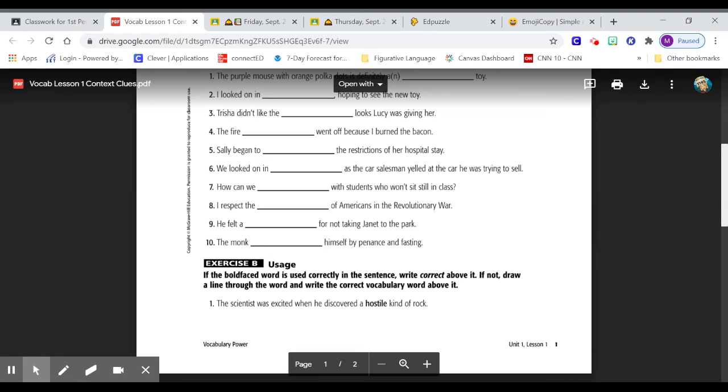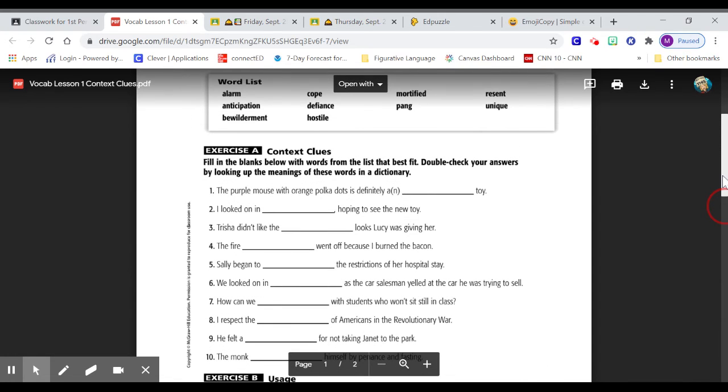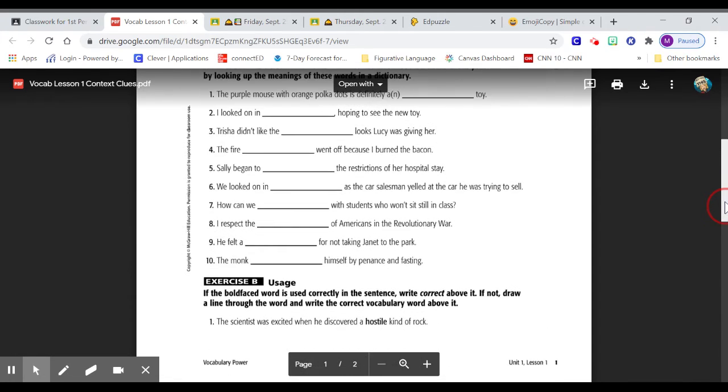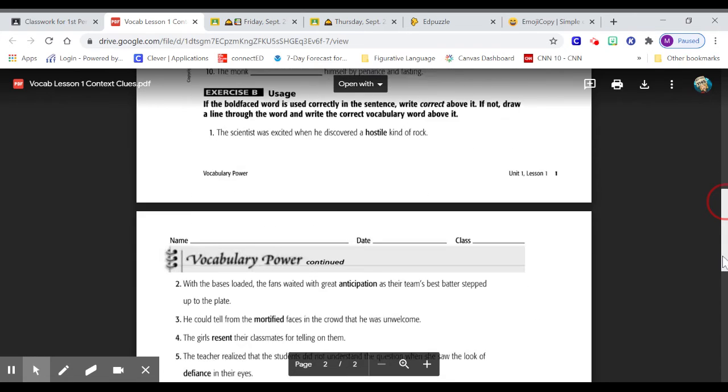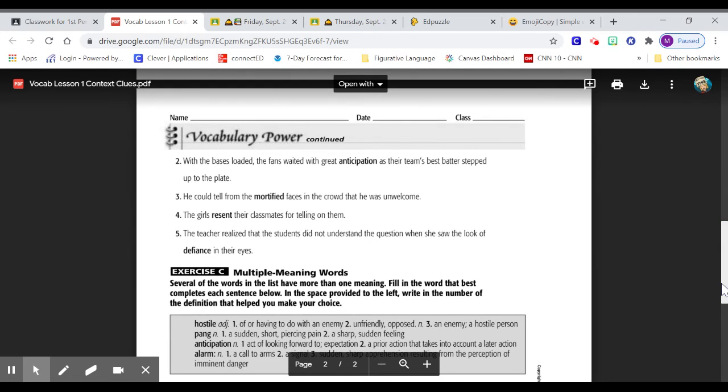So cross out the word hostile, and then I think the word unique actually fits quite nicely there, because that also means a different kind of rock. So if it was correct, you would just leave it alone and write the word correct above the word hostile. Okay, so there are 5 of those.